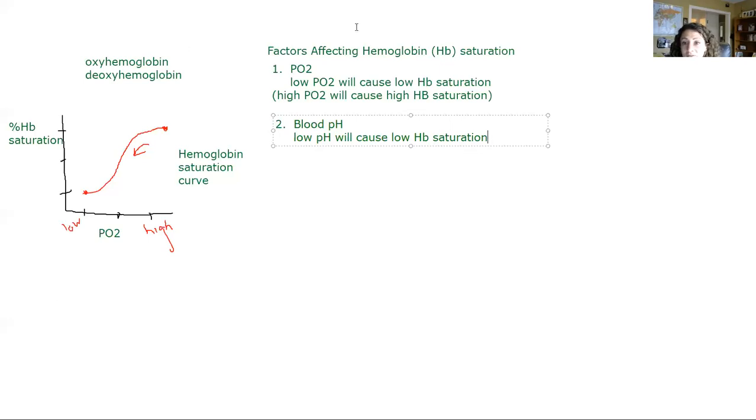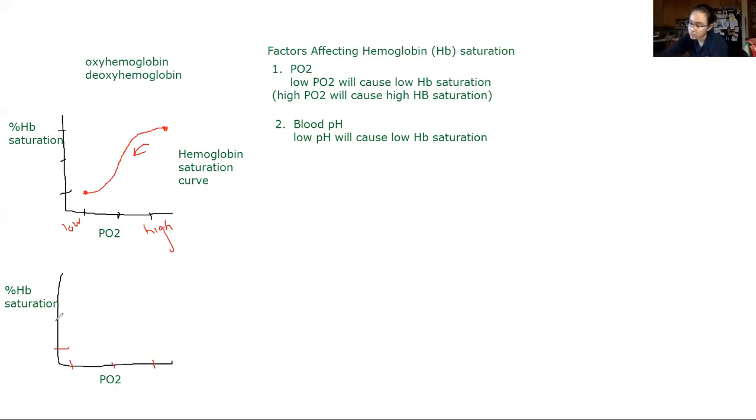So I'm going to draw a graph for that. The graph is going to start out the exact same way as the hemoglobin saturation curve. It's going to have partial pressure of oxygen on the x-axis, percent hemoglobin saturation on the y-axis. Okay, it's going to have the same low, medium, high, low, medium, high. It's going to have the same hemoglobin saturation curve here.